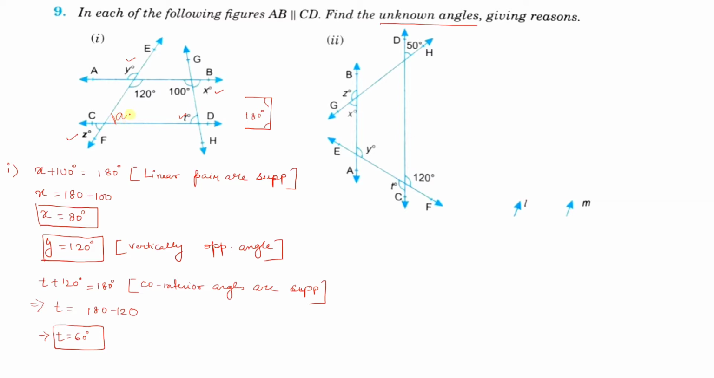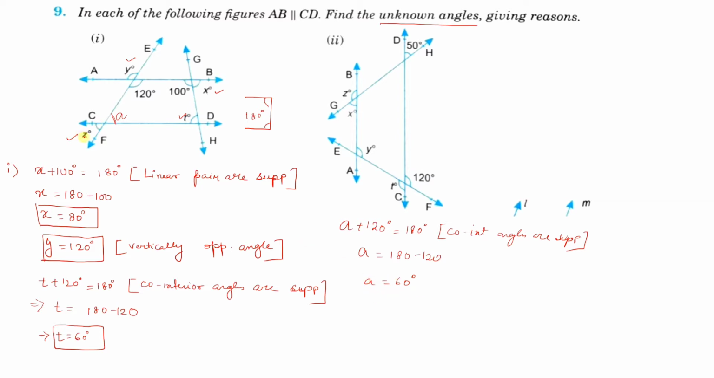A and 120 are forming co-interior angles, right? So first we will find out the value of a. A plus 120 is equal to 180. The reason will be co-interior angles are supplementary. So the value of a will be 180 minus 120, that is equal to 60 degree. Okay, you will not box it because we don't have to find the value of a. We have to find the value of z.